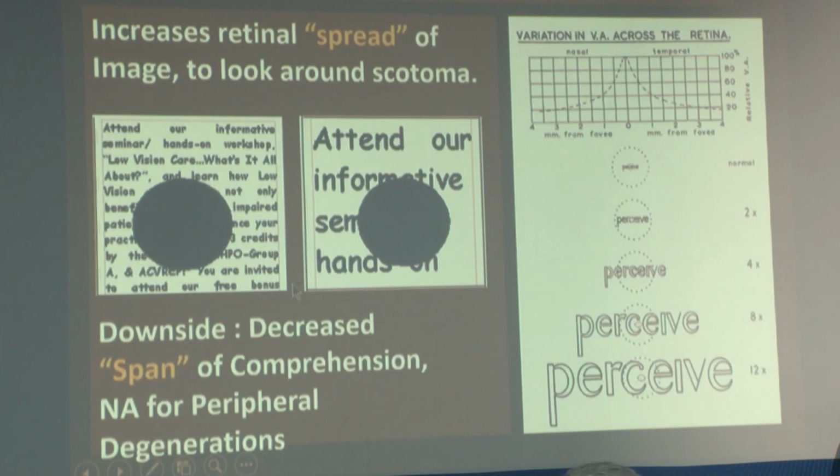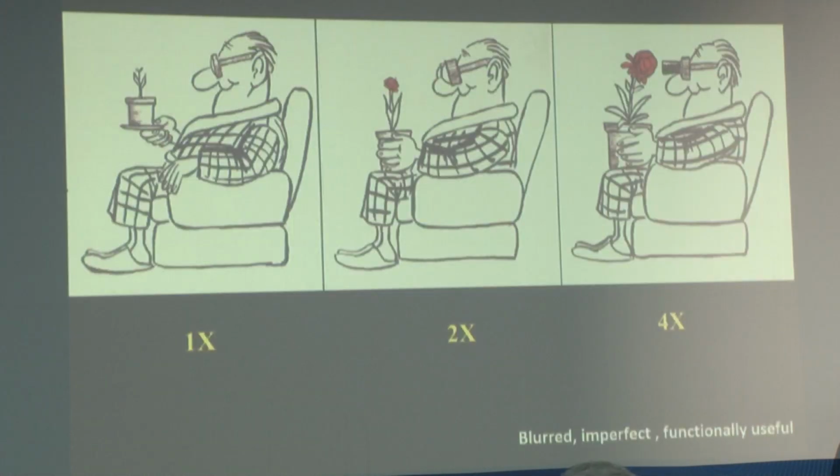The downside of this is that it decreases the span of comprehension and it won't be applicable in cases where there are peripheral degenerations, for example, retinitis pigmentosa. This is another example. There's a nice flower, but a patient with low vision cannot appreciate it. The more you magnify, the better the beauty of the flower that the patient can appreciate. So basically, it creates a blurred, imperfect, yet functionally useful image for a patient with low vision.